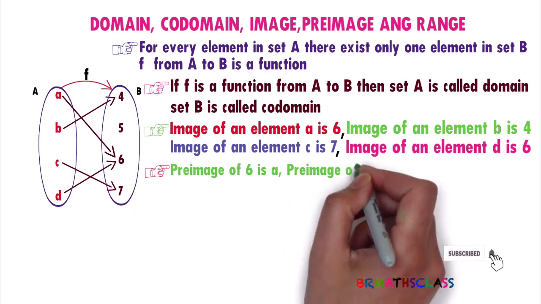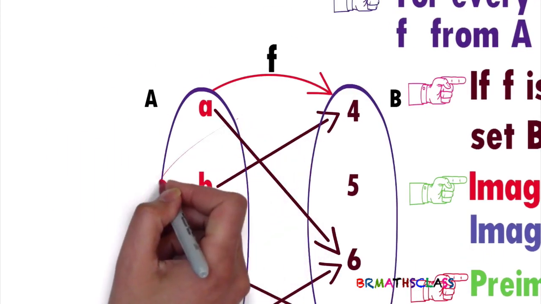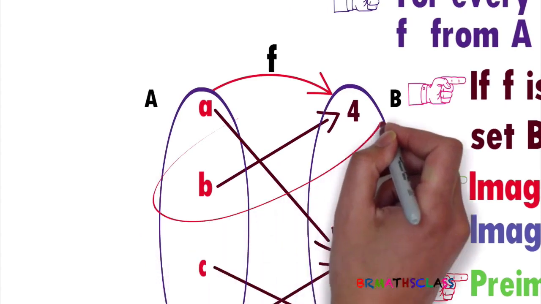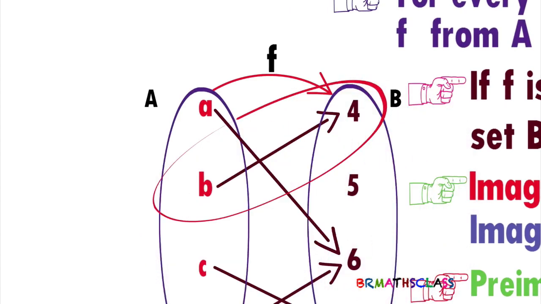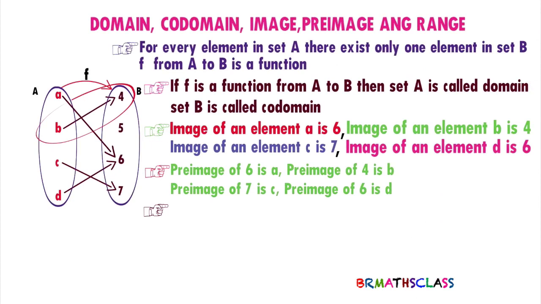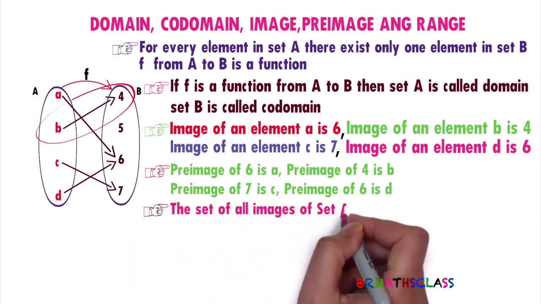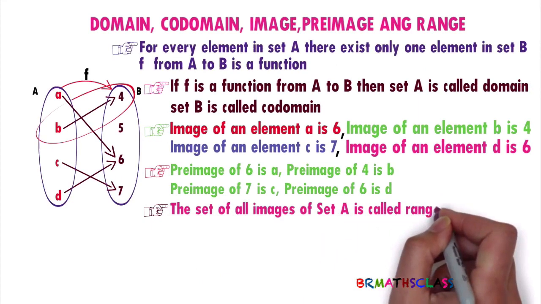Pre-image of 6 is A. Pre-image of 4 is B. Observe here, B is related to 4. So, pre-image of 4 is B and image of B is 4. Range: the set of all images of set A is called range of the function f.